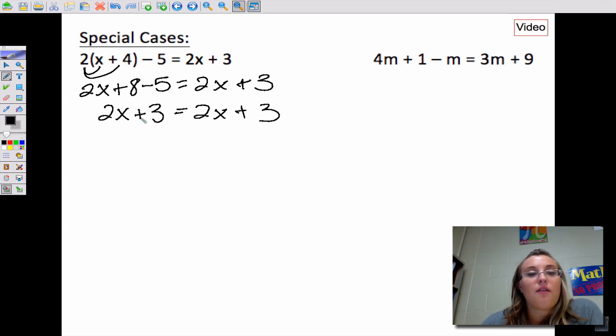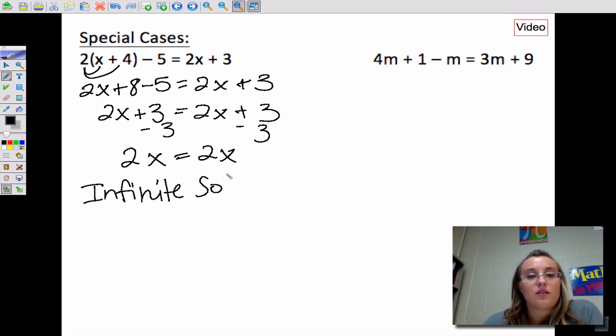Okay? And what you should see already is that the sides are exactly the same. So maybe you would have to do a little bit more. Maybe you subtracted 3 and you figured out that 2x equals 2x, right? So when this happens, when you get exactly the same thing on both sides, doesn't matter what x equals, they're going to be the same. X could be 1, it could be 2, it could be 3. So there's not going to be just one answer for x. So when you get the same thing on both sides, there are infinite solutions. That means there are many solutions that x could be. There's infinite number, okay?